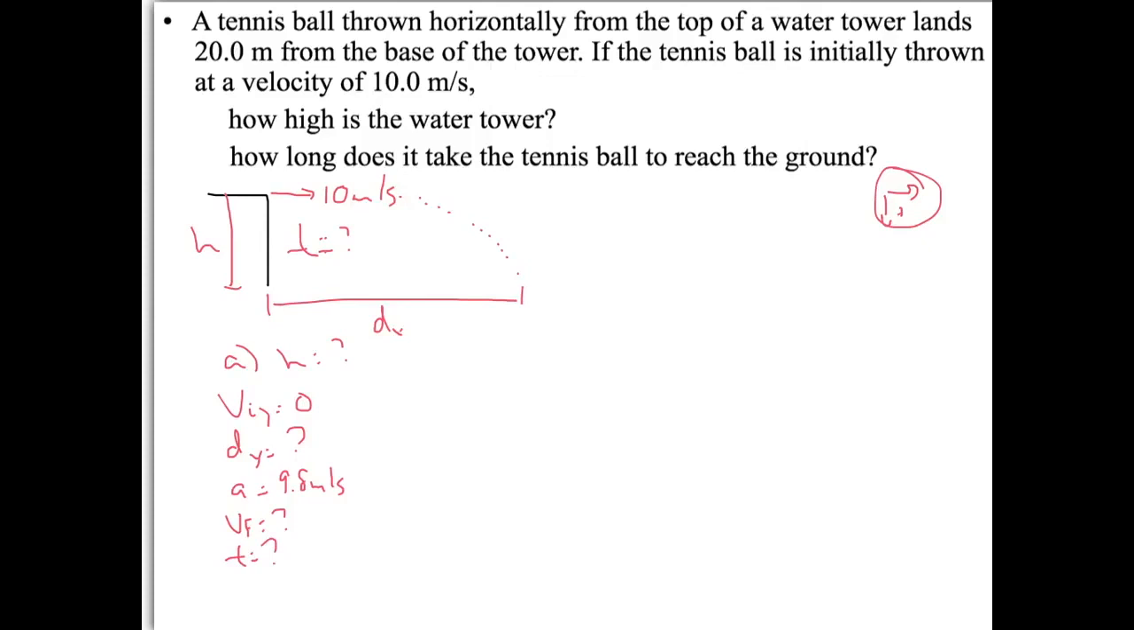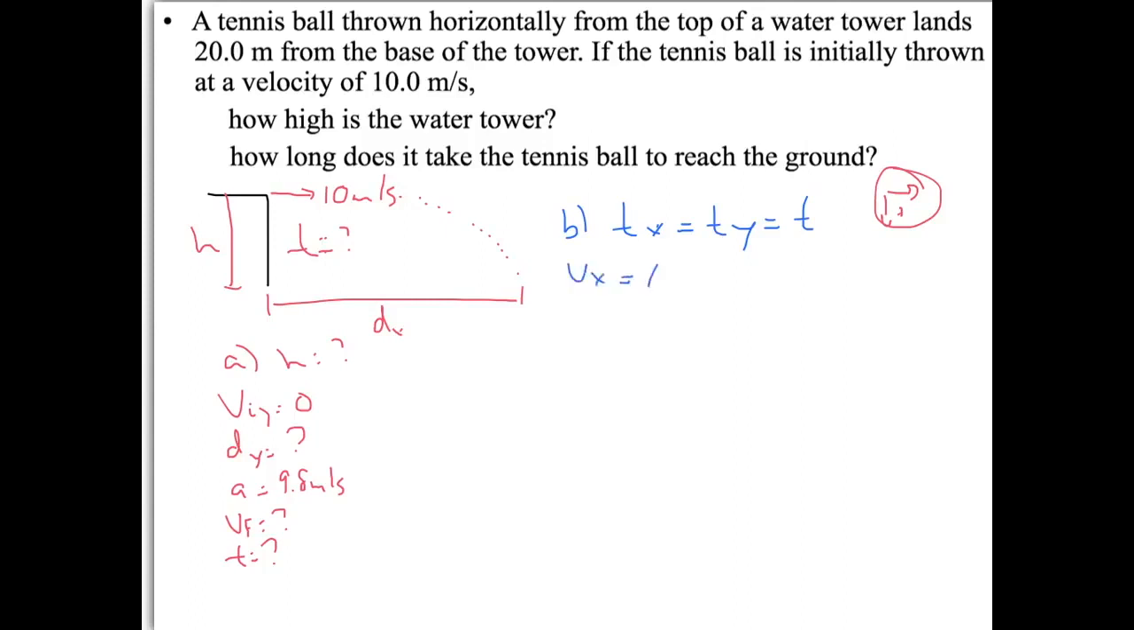So now we can't solve this problem because we have two unknowns. So let's go on to B. How long does it take the tennis ball to reach the ground? Well, in this case, when the ball hits the ground 20 meters away, the tx is going to equal the ty, okay? In other words, it's just called time, because this is the time the ball is in the air. It doesn't matter if it's in the horizontal or vertical component, it is the time it's in the air.